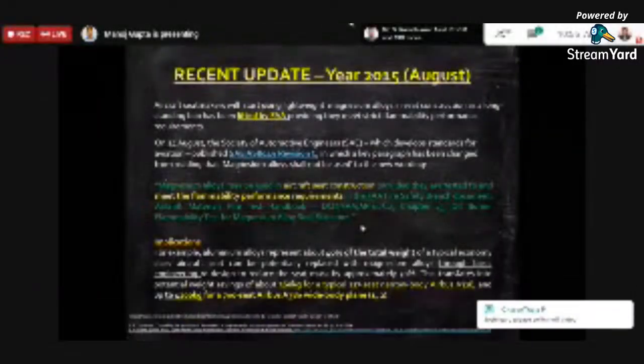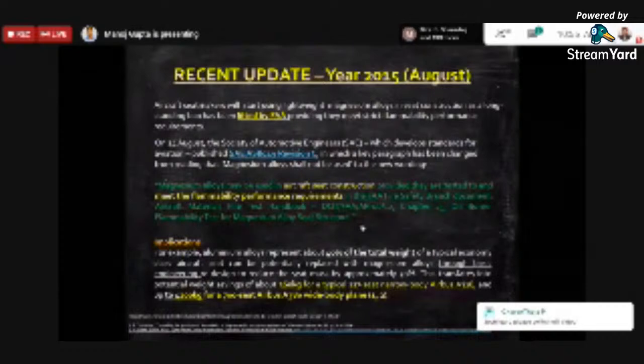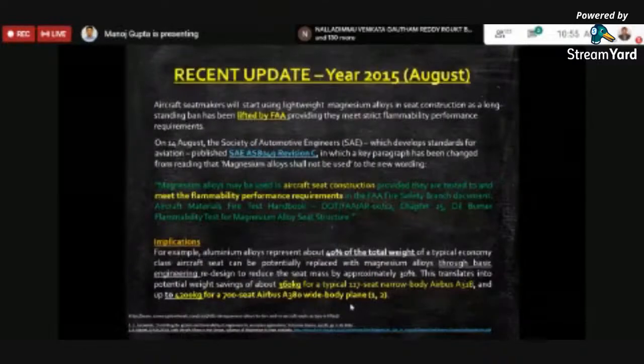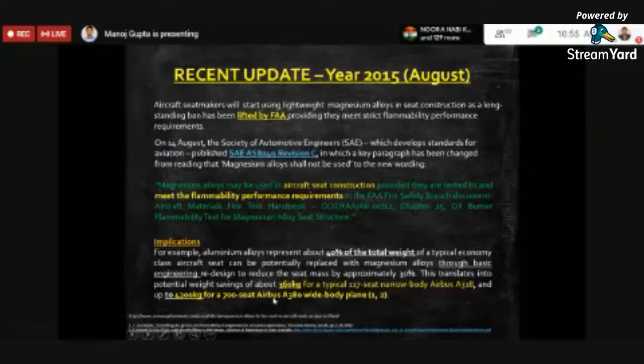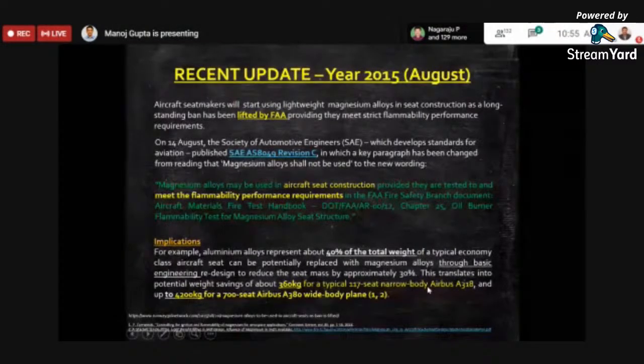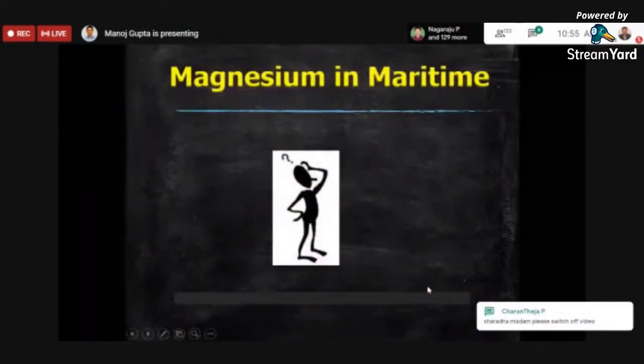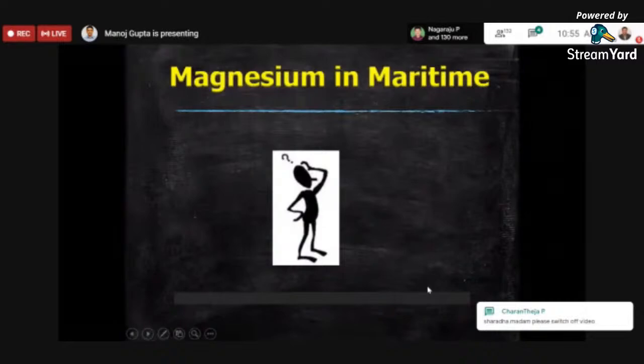The seat areas, because it was very clear the carbon footprint everyone wants to reduce, and by just replacing the seat frame from aluminum to magnesium, they can save 360 kg for an A318 aircraft and about 4.2 tons for a 700-seater Airbus aircraft. And that will translate to a significant reduction in the carbon footprint.